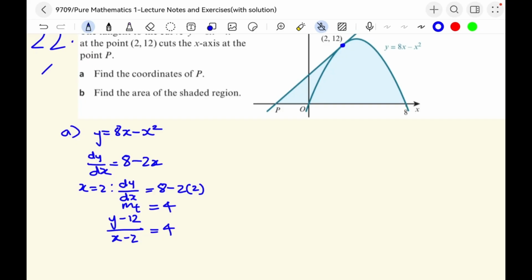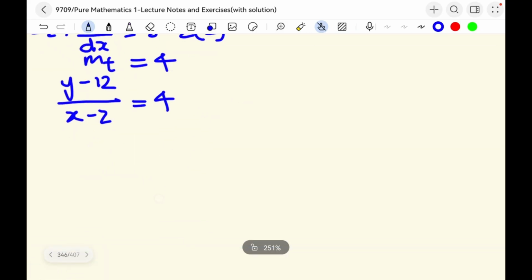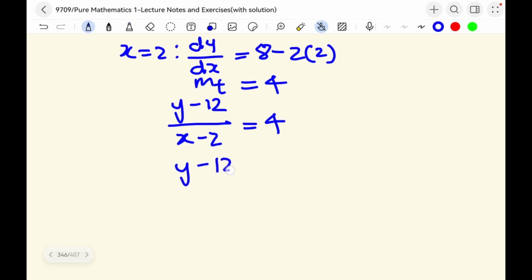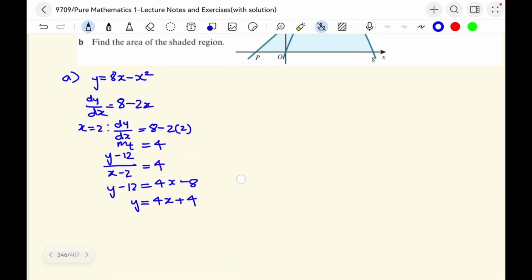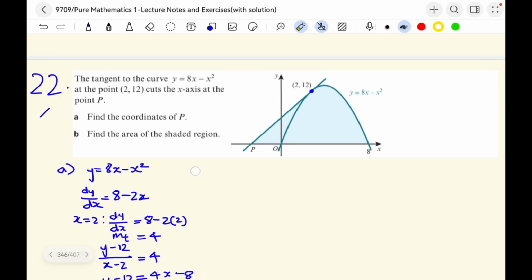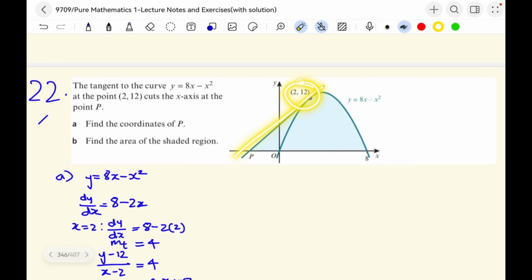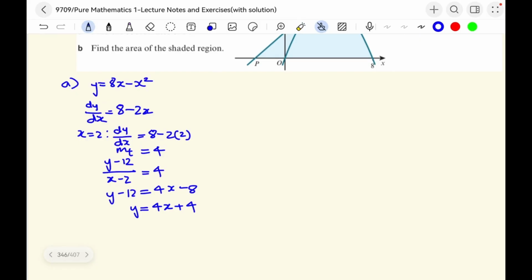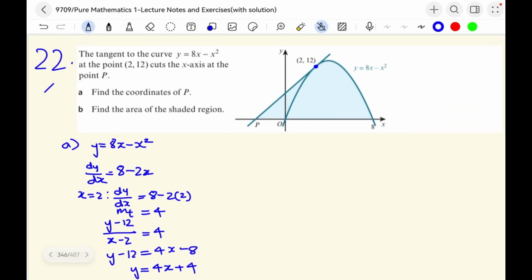Now you may construct the equation, but here I will express and simplify it into gradient form, which is in the form of y equals mx plus c. Okay, here it is. So this is the equation of the tangent, this slope at 2, 12. Okay, find the coordinates of P. So what are the coordinates of P?